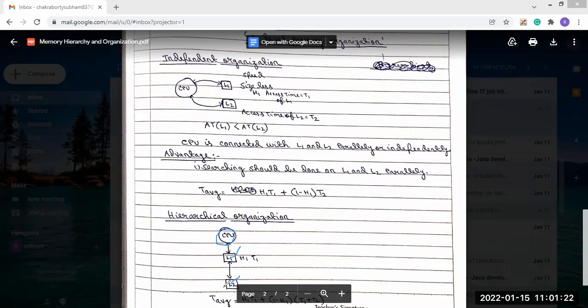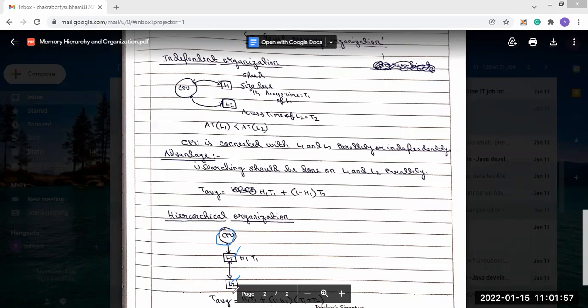So this L2 device has less speed compared to the L1 level of memory, and that's why L1's access time is less compared to the L2. L1 has the least storage, whereas L2 has the maximum storage, because its storage capacity is maximum.